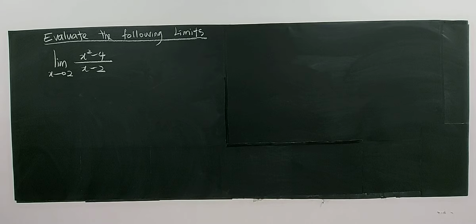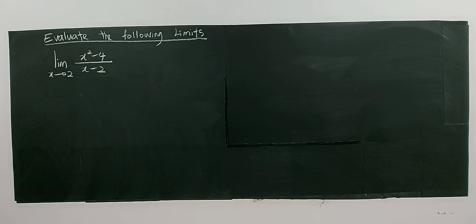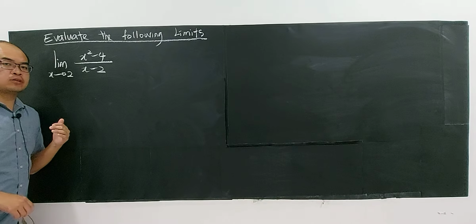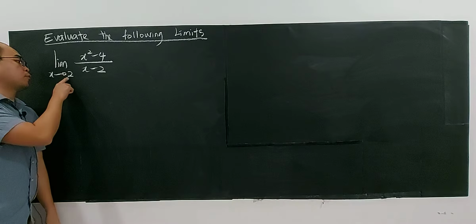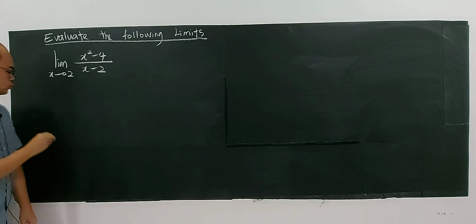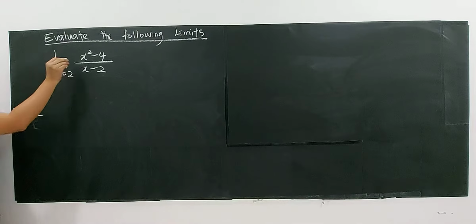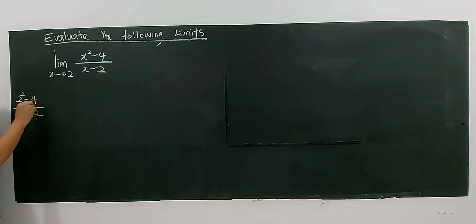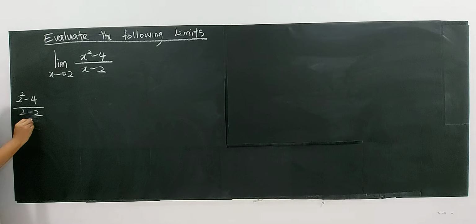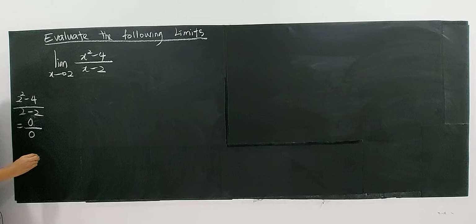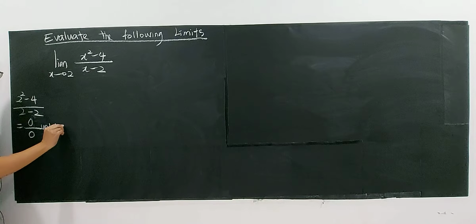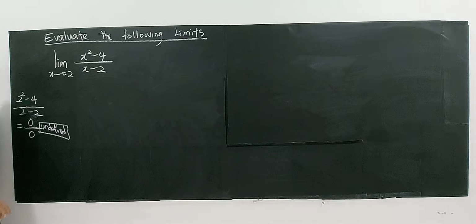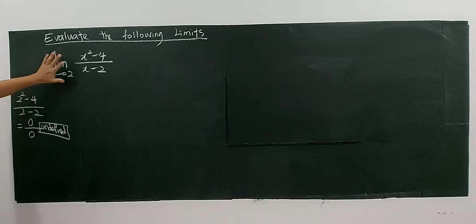Alright, let's look at this example here. Evaluate the limits. We can try to look at what type of limit this is. So we put 2 here: 2 minus 2. On top you put 2 squared minus 4, and you get 0. 2 minus 2, you get 0. This is not supposed to happen. This is undefined. It's not true in mathematics because this is no limit.